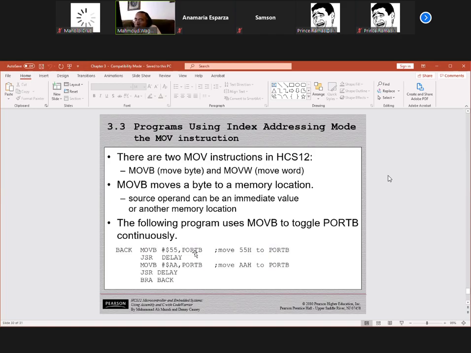Okay. We would like to do the opposite here. We're going to move the 55 and make it AA. So we want to do the opposite. So instead of doing 55, we're going to do AA. You know what AA is? AA is 0, 1, 0, 1, 0, 1, 0, 1, from right to left. I'm talking from right to left. I think it's 1, 0, 1, 0. I'm saying from right to left.